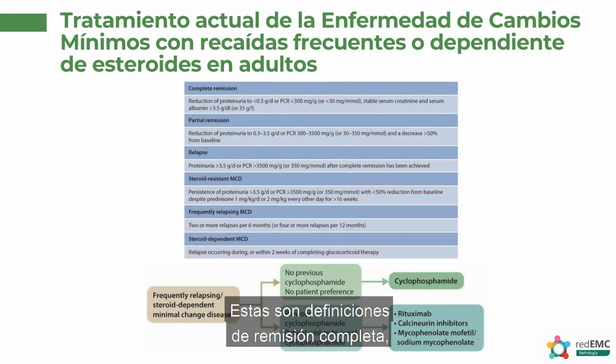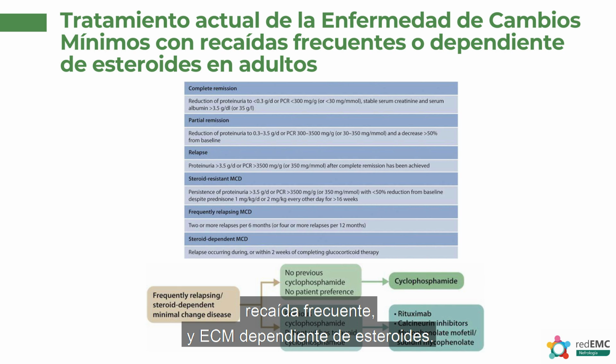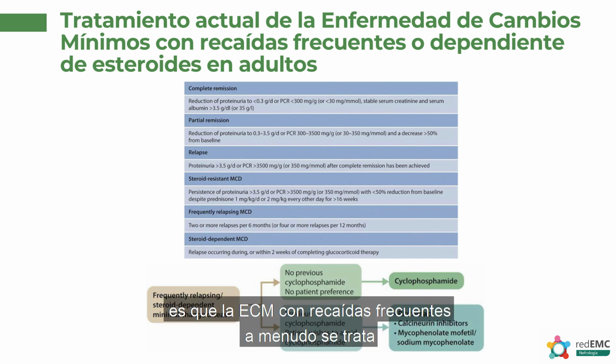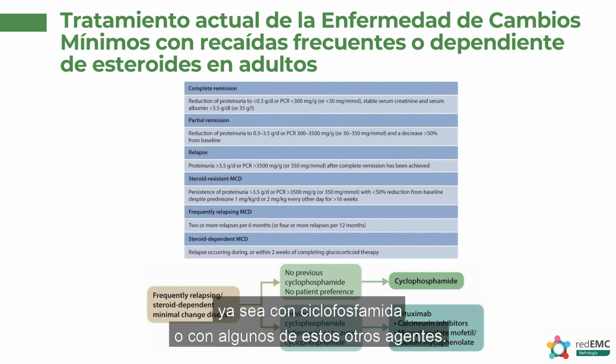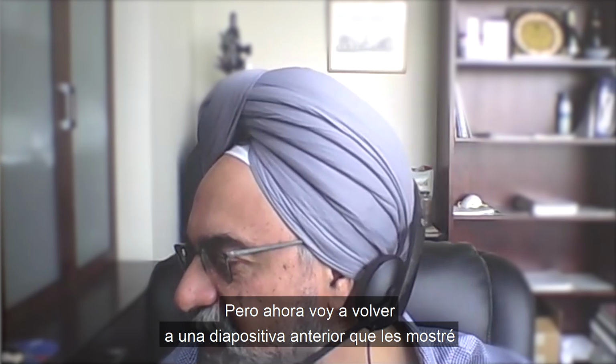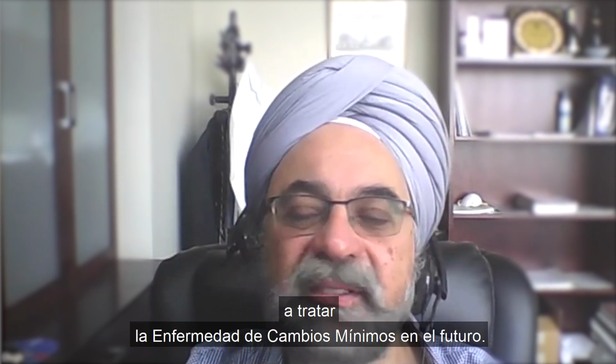So these are definitions of complete remission, partial remission, relapse, steroid resistant, frequent relapse, and steroid-dependent MCD. These are all derived from KDIGO. And what I want to tell you is that frequently relapsing MCD is often treated either with cyclophosphamide or with some of these other agents. But I'm now going to go back to a previous slide that I showed you and tell you how we are actually going to be treating minimal change disease in the future.